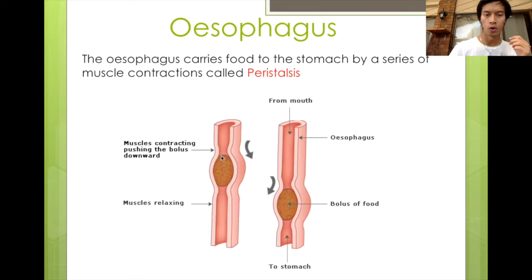Peristalsis is also what allows you to swallow food, even when it goes against the movement of gravity. For example, when you're upside down or lying down, you can still swallow food because it's the muscle contractions that push food.